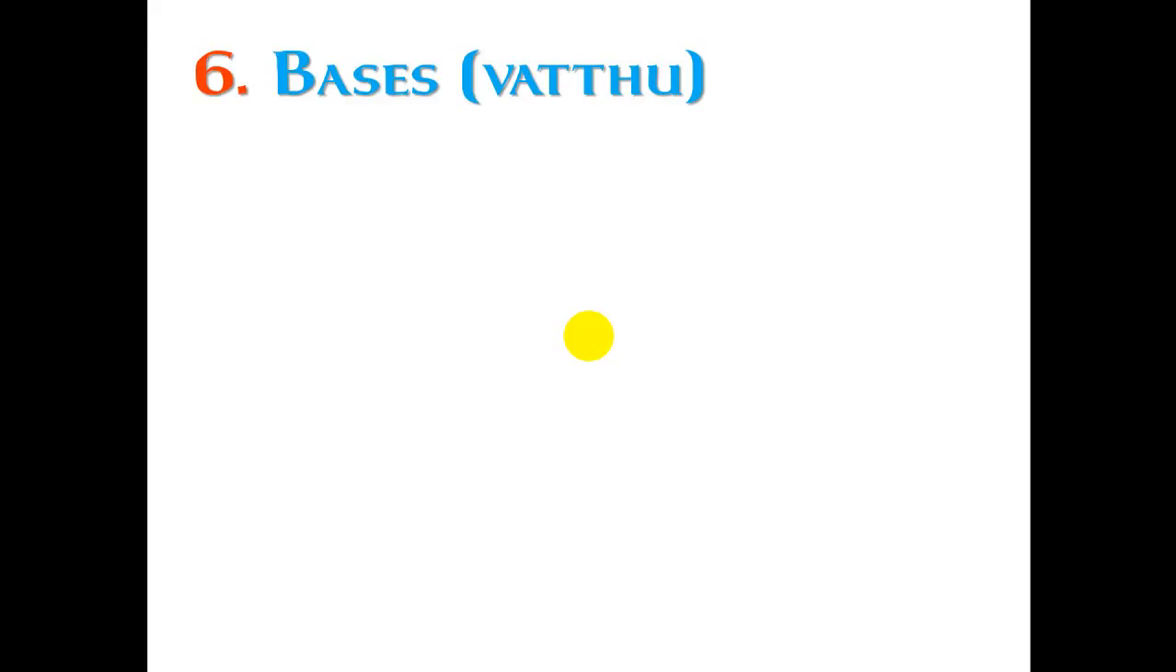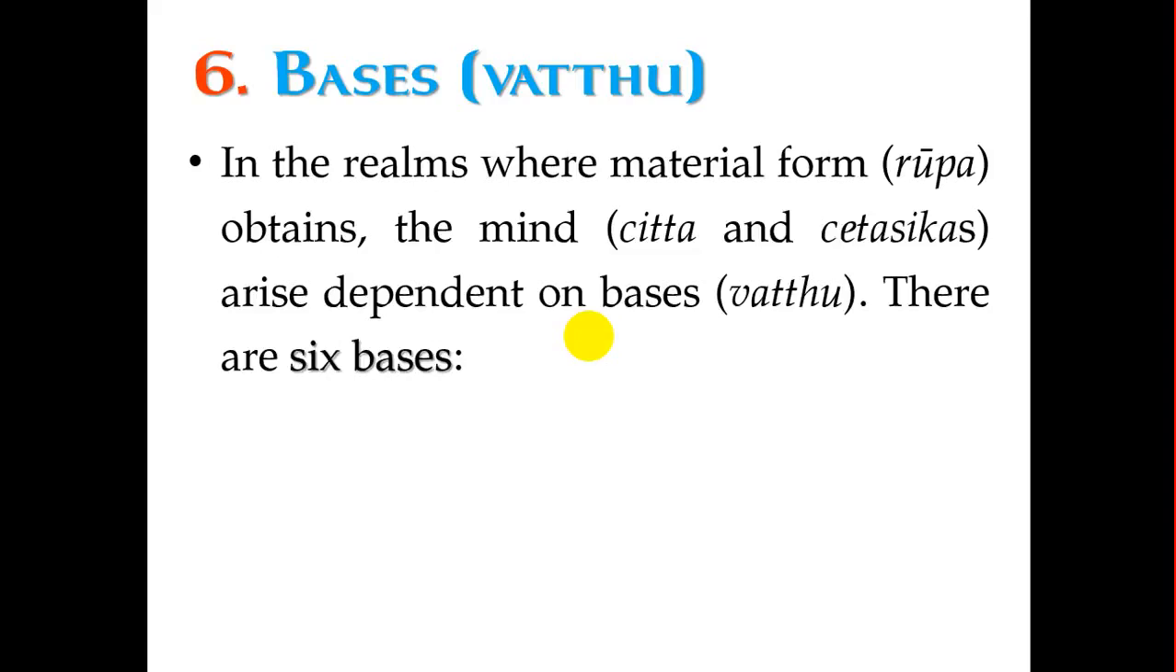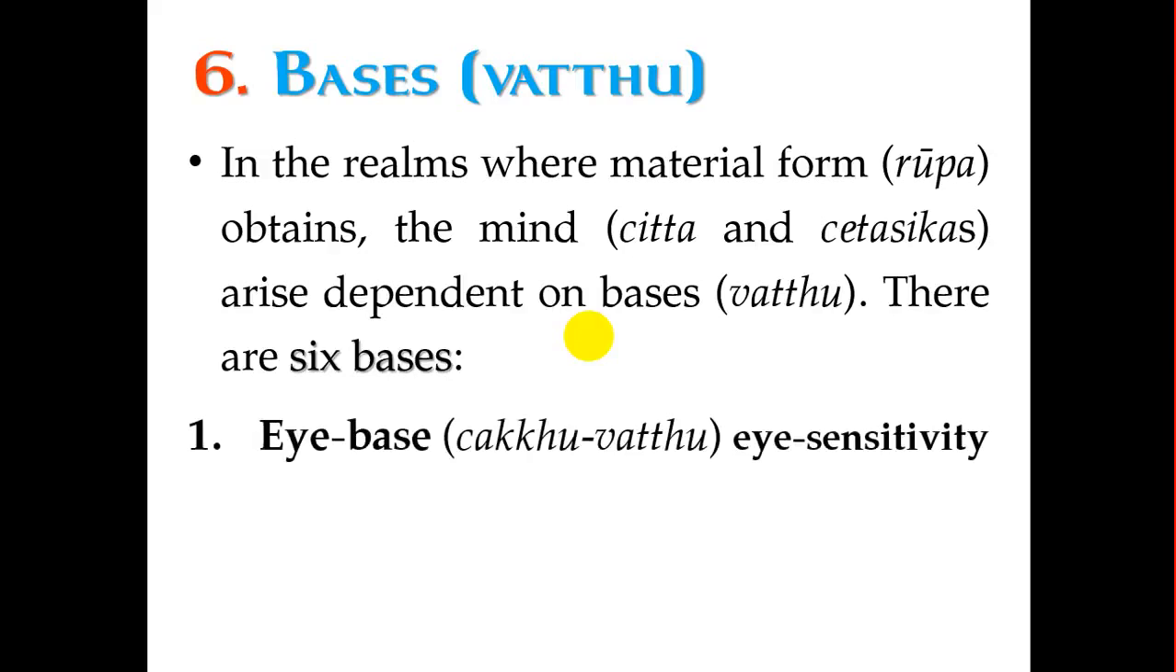The last, the basis, right? Basis, Vatu. In the realms where material form, Rupa, obtains, the mind arises dependent on basis. So there are 6 bases. Mind arises based on our eye, right? Based on our eye. When we see somebody, when we see something, then a series of mind arises.